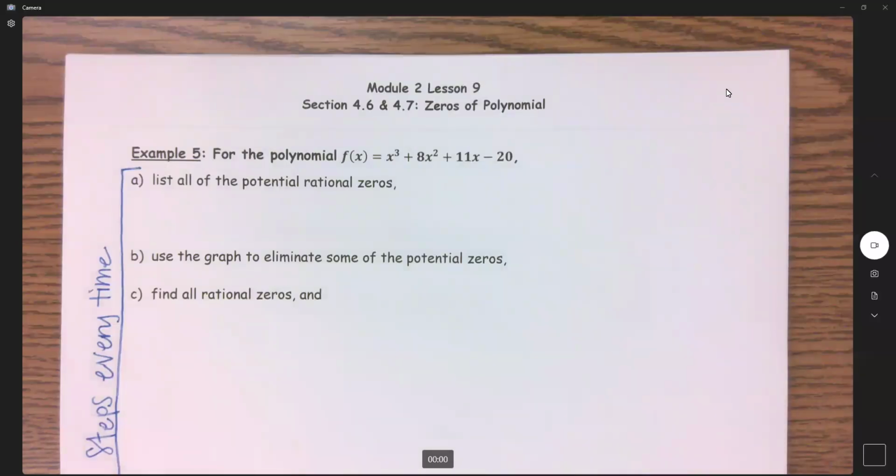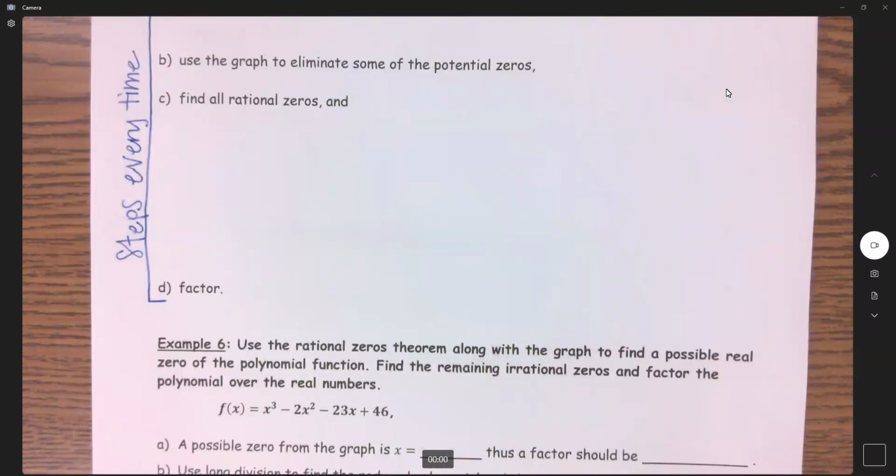All right, we have laid all the groundwork, so now we are ready to start factoring and solving polynomials. So example 5 says, for the polynomial f of x, we need to list all potential rational zeros, use the graph to eliminate some potential zeros, find all rational zeros, and then factor.